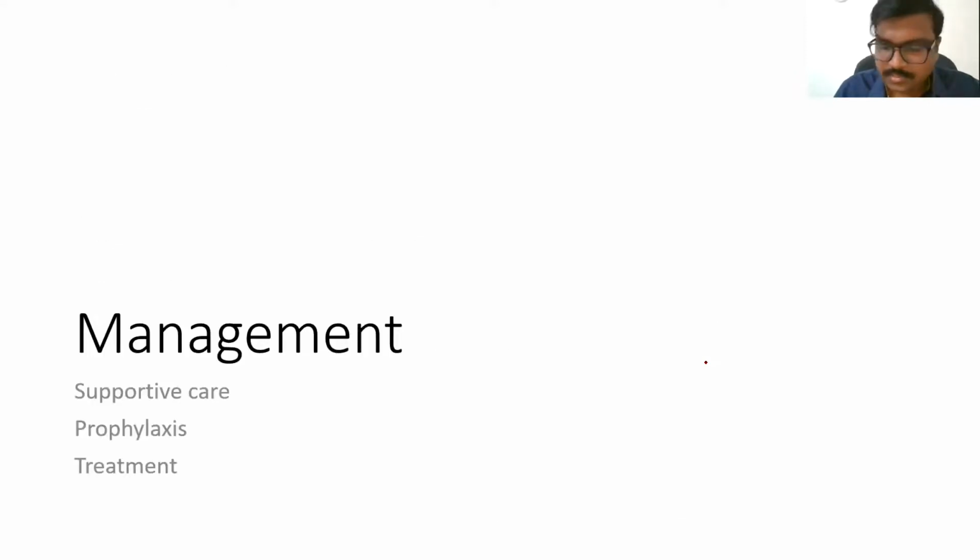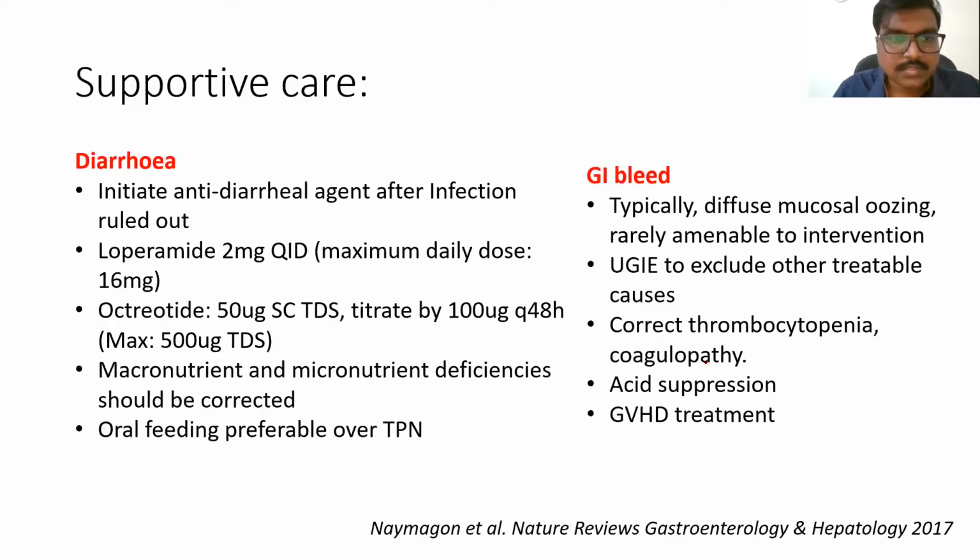So coming to the last part of the seminar, how do we manage these patients? Supportive care, like for any other patient with diarrhea, these patients are prone to severe dehydration and malabsorption. So we should avoid using antidiarrheal agents in these patients, because we are considering infection, and only after we are sure that all the infections are thoroughly excluded for symptom control should we use loperamide. Octreotide is commonly used in this dosage, and all the macro and micronutrient deficiencies should be corrected.